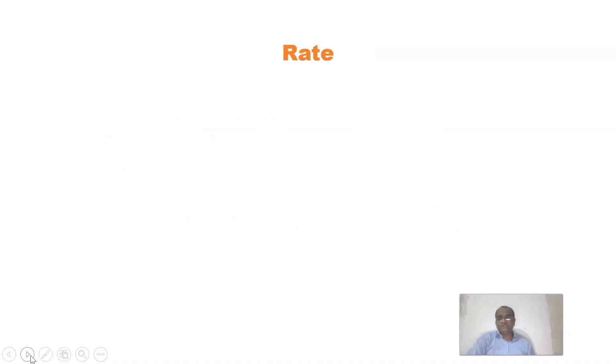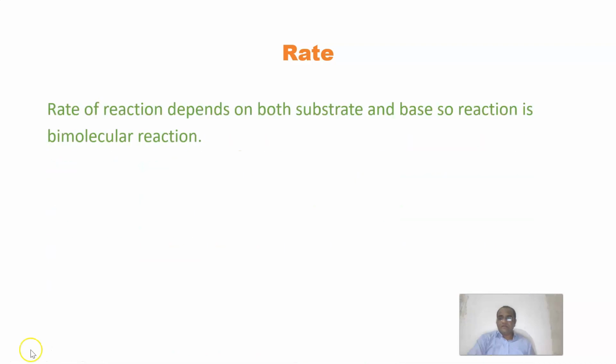Now we'll come towards the rate of reaction. So why is it called a bimolecular reaction? See, bimolecular reaction means that the rate of reaction depends on both substrate and base. So the reaction is said to be a bimolecular reaction. The concentration of base as well as the concentration of substrate are both important for the rate of reaction.